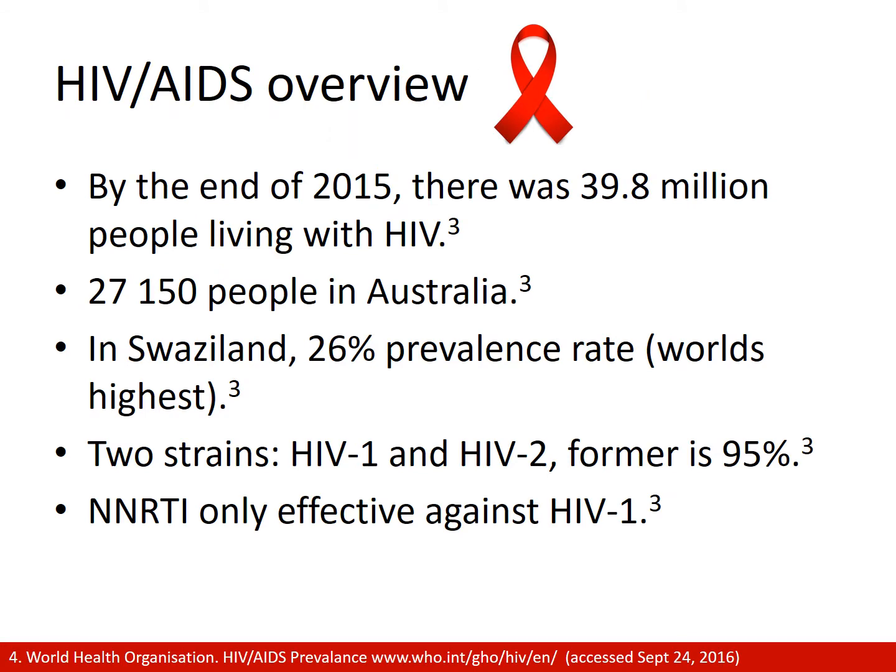HIV has high prevalence. According to the World Health Organization, by the end of 2015, there were 39.8 million people living worldwide with HIV. Here in Australia, 27,000 people are living with HIV. That's only 0.001%. In poorer countries, the virus is much more prevalent, with the highest percentage being in Swaziland at 26%. The virus comes in two forms, HIV-1 and HIV-2. HIV-1 is the more prevalent strain and is responsible for 95% of cases worldwide. The drug category I'll be discussing, NNRTIs, are only effective against HIV-1.